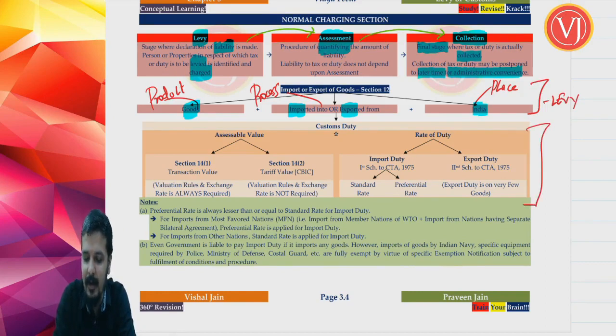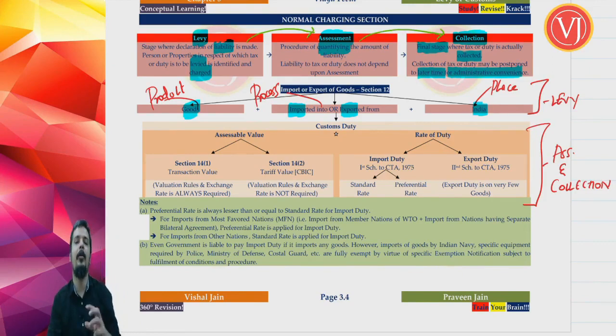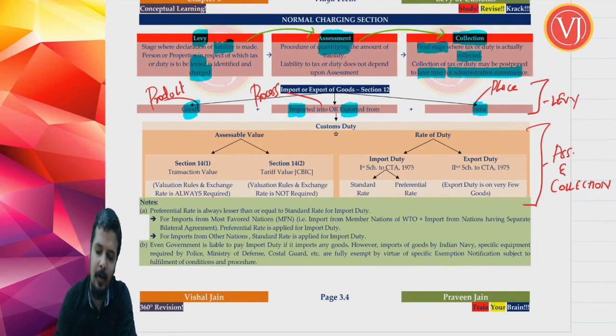And friends, when you're talking about levy, after levy you are going to do assessment and collection. So the first part is all about your levy, where you're talking about your product, process, and place. That is, goods is product, processes, import or export, places, import into India or export from India. And friends, when you talk about your assessment and collection, you're talking about your value and rate.